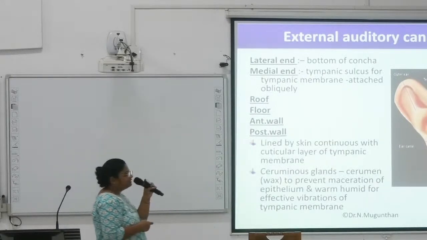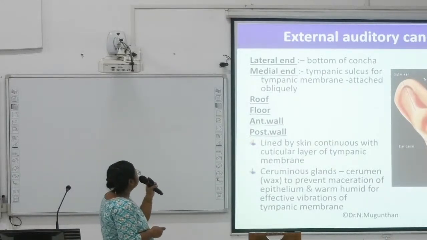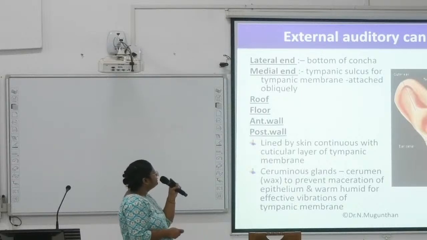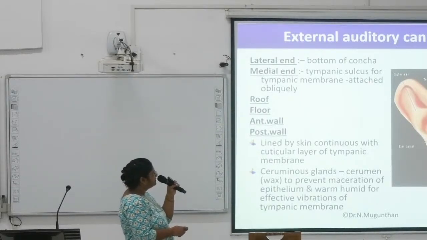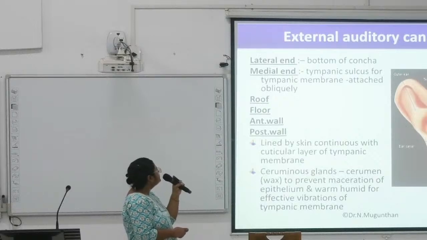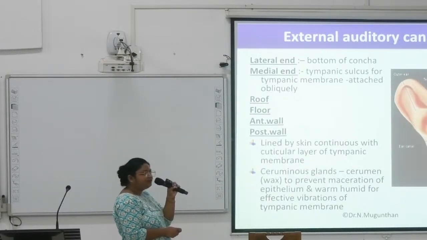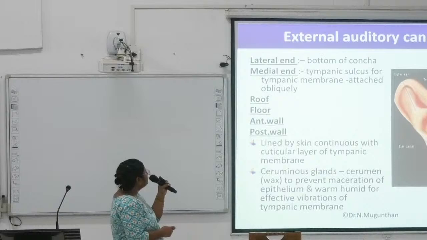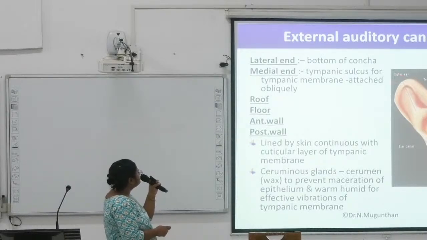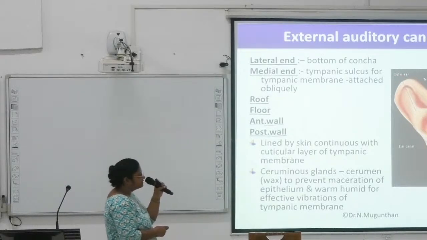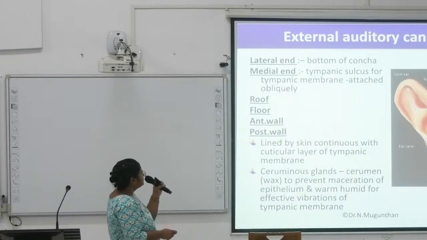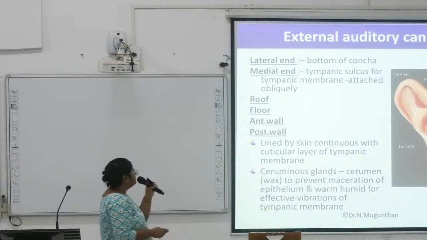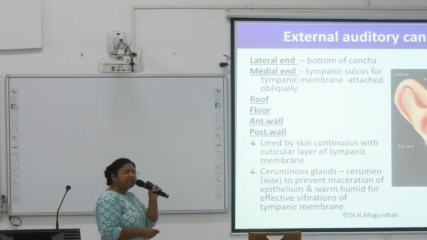Now it has two ends, lateral end and medial end. Lateral end is formed by bottom of the concha. Medial end is formed by tympanic sulcus. One sulcus is present here where the tympanic membrane is attached. Okay. So at the medial end there is presence of tympanic sulcus for the tympanic membrane attached obliquely here. Next is roof and floor. This upper part is roof, lower part here is the floor. Next there is anterior wall and posterior wall.